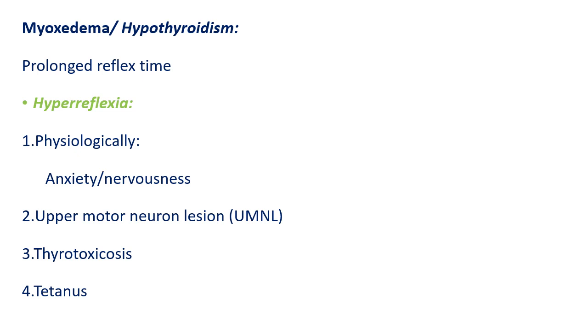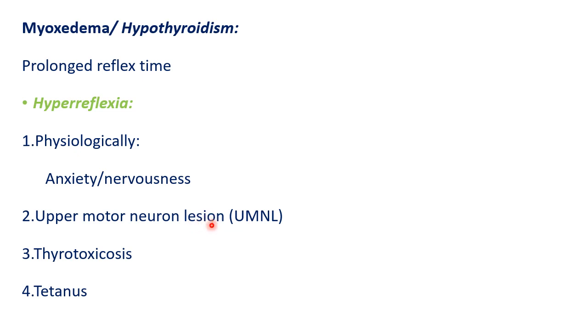Then there can be increased or exaggerated reflexes, what we call hyperreflexia. This can physiologically be seen in the case of anxiety or nervousness. When you are anxious or nervous, you may show exaggerated responses. It is also seen in upper motor neuron lesion, that is, lesion of neurons other than the alpha, gamma and cranial nerve nuclei, the neurons of the cerebral cortex or of the extrapyramidal system.